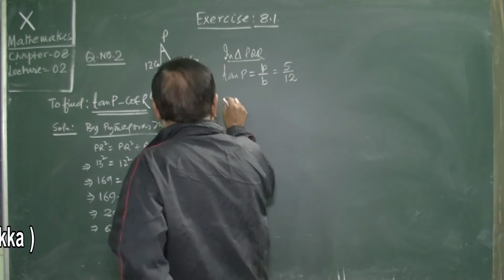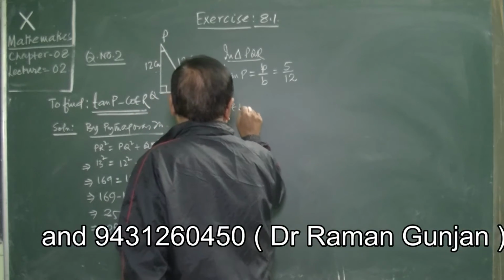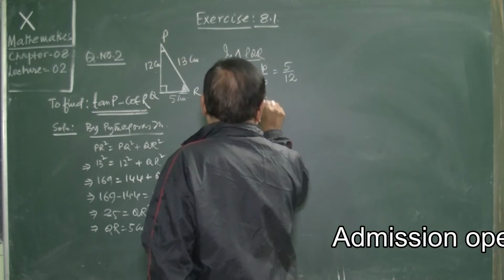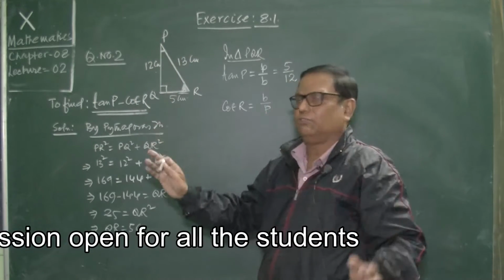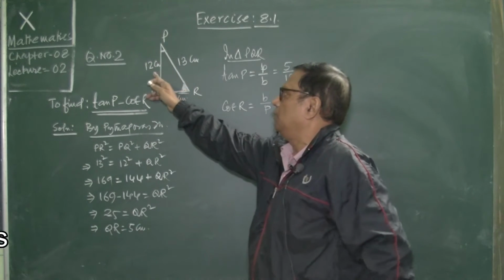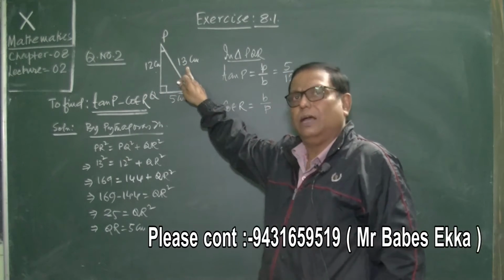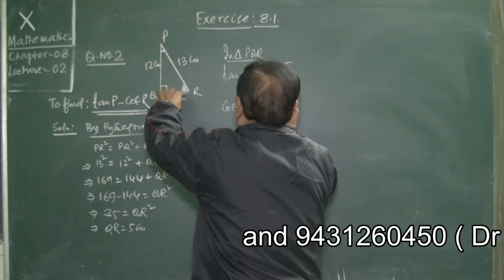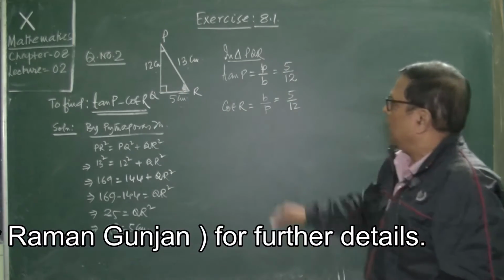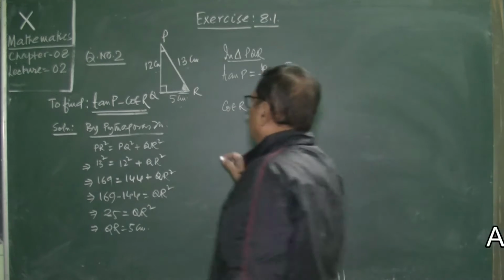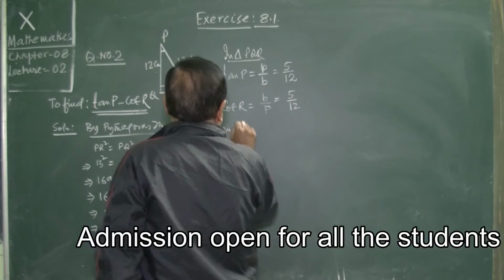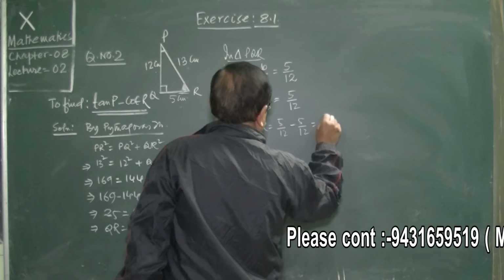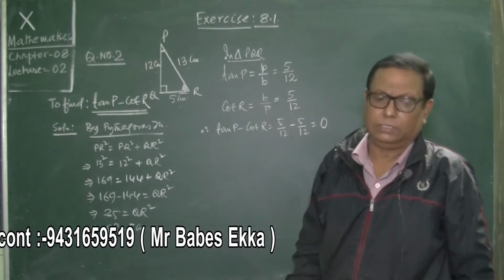And again, we have to find the value of cot R. When we talk about cot R, our concerned angle is angle R. So cot R is equal to B by P. Now think of the situation from the angle R. R's opposite side 12 will be the perpendicular, 13 will be the hypotenuse, and 5 is the base. So base upon perpendicular for cot R is 5 upon 12. So tan P is 5 by 12, cot R is also 5 by 12, therefore tan P minus cot R equals 5 by 12 minus 5 by 12 equals 0. So the answer to question number 2 is 0, dear students.